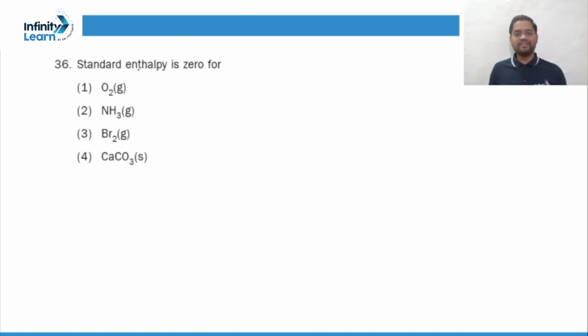36. The standard enthalpy is 0 for oxygen, that is gas; ammonia no, bromine no, calcium carbonate no.